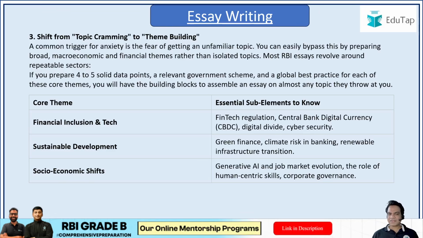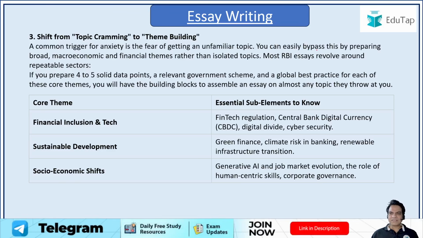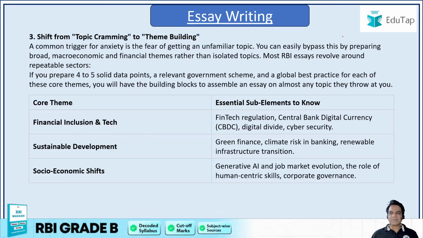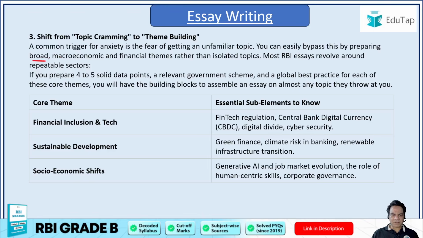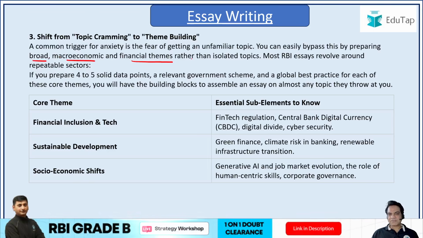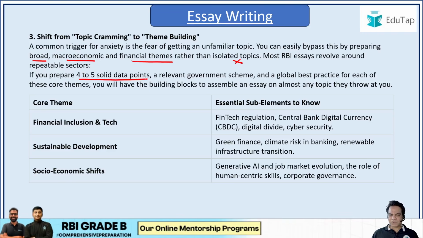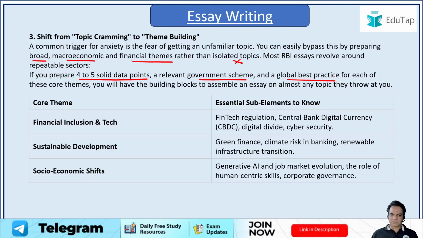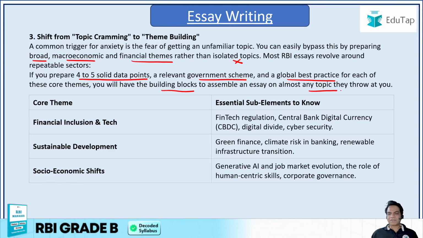A common trigger for anxiety is the fear of getting an unfamiliar topic. You can easily bypass this topic cramming by preparing broad macroeconomic and financial themes rather than isolated topics. Most RBI essays revolve around repeatable sectors. If you prepare 4 to 5 solid data points, a relevant government scheme, and a global best practice for each of these core themes, you will have the building blocks to assemble an essay on almost any topic they throw at you in the exam.